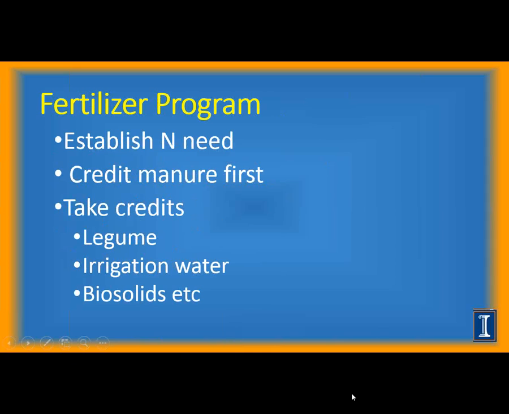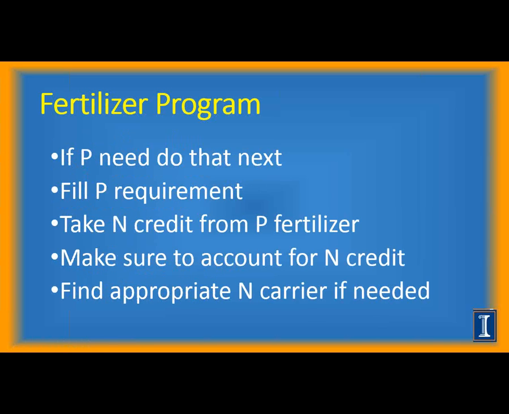Okay, so let's say we're going to be asked to put together a comprehensive fertilizer program. And we're going to establish the need for nitrogen. That will come into play, okay? And so again, we have multiple sources we can use to meet that need. We want to credit the manure first and take credits for legumes, irrigation water, biosolids, or other things that are going to be added to that particular field scenario.